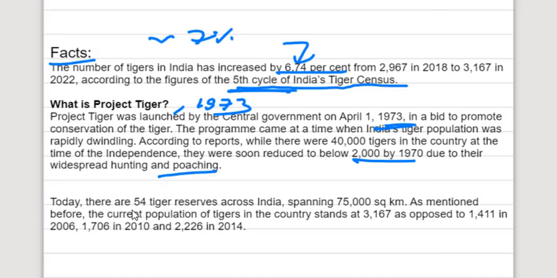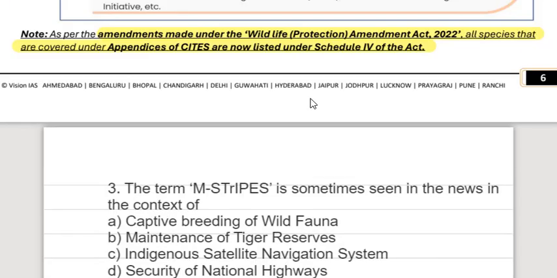Today, there are 54 tiger reserves across India, spanning 75,000 square kilometers. As mentioned before, the current population of the tiger in the country stands at 3,167 as opposed to 1,411 in 2006-07. These data are not important. You need to remember 2-3 points here. How many tiger reserves are there? 54. How much area is it covering? Approximately 75,000. And the current population is approximately 3,167, and it has shown a 7% increase in the last 4 years, and this census was the 5th India tiger census. Next, coming back.